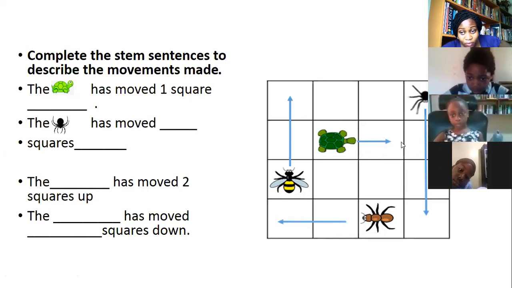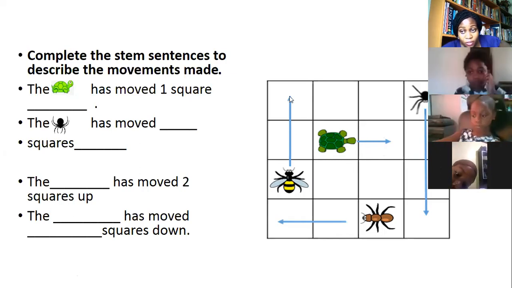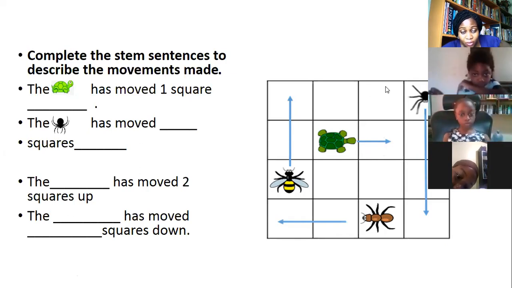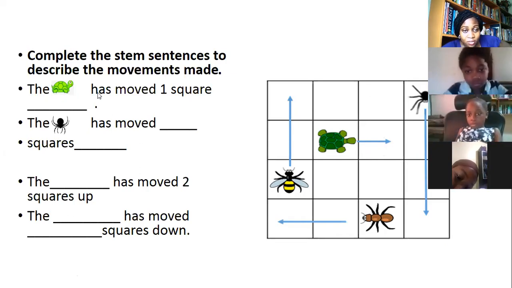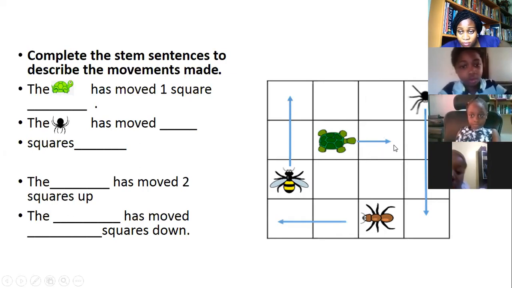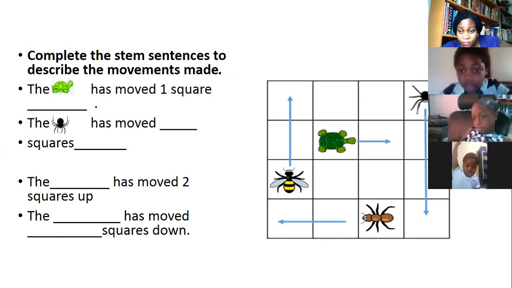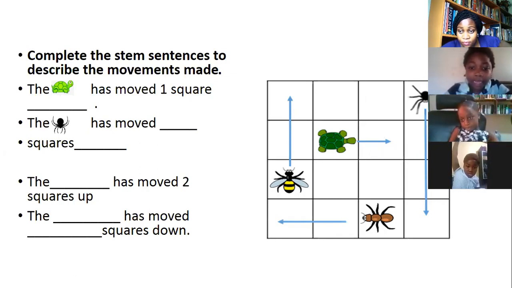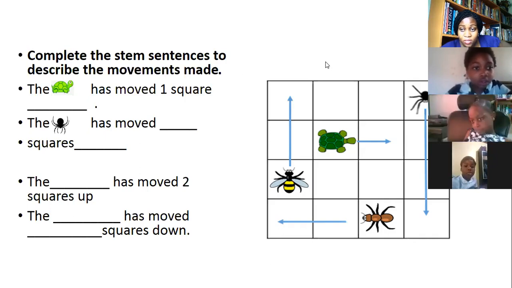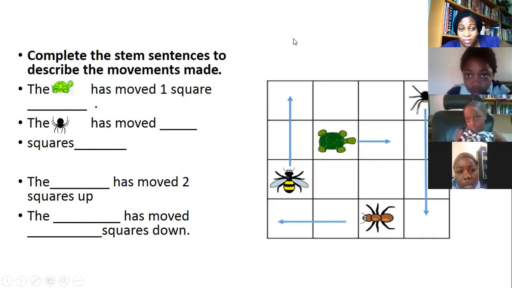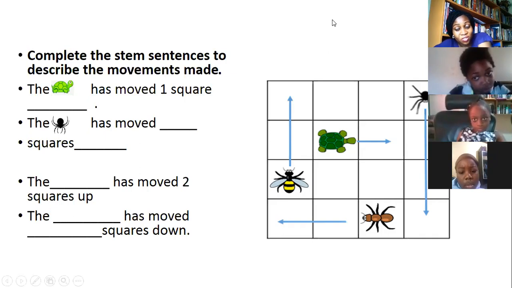So you look at the number of squares too. The number of squares on the graph is important, and look at the number of squares the arrow is moving. It's also very important, okay? So the turtle has moved 1 square in which direction? Clockwise. We are using the words backwards, forward, left, and right for describing movement.